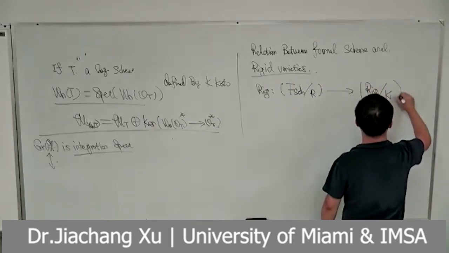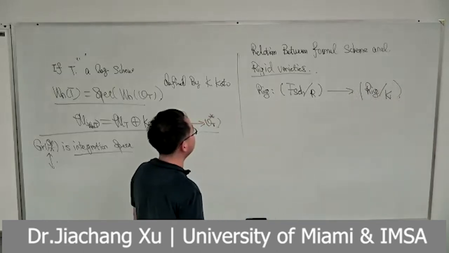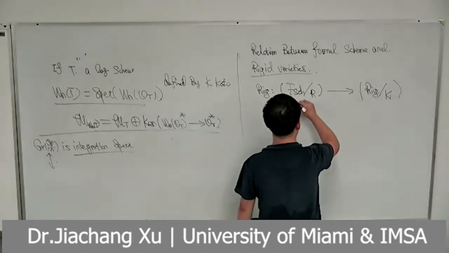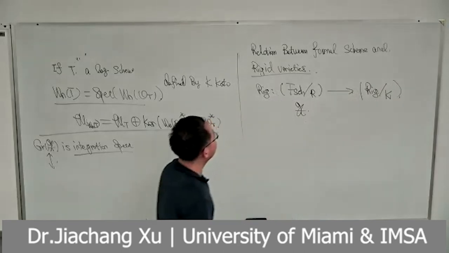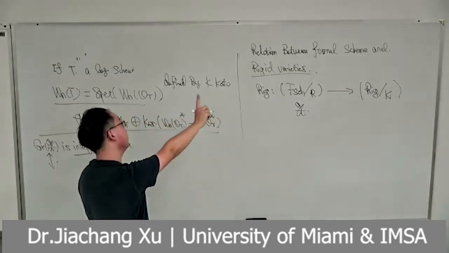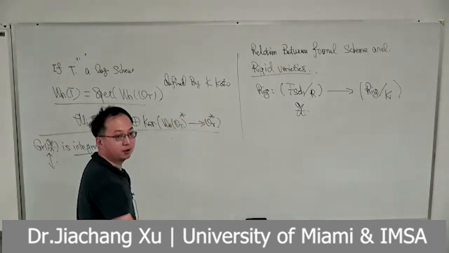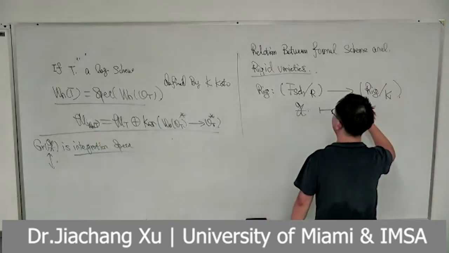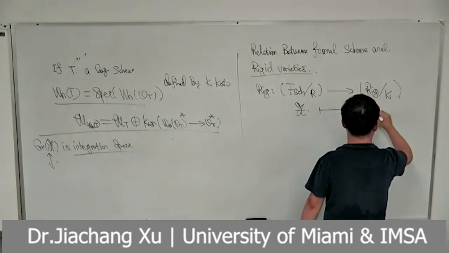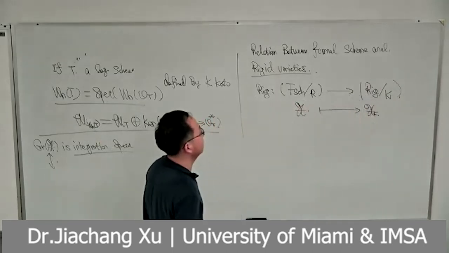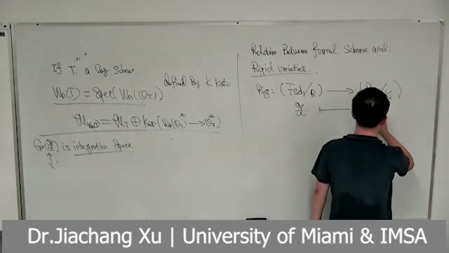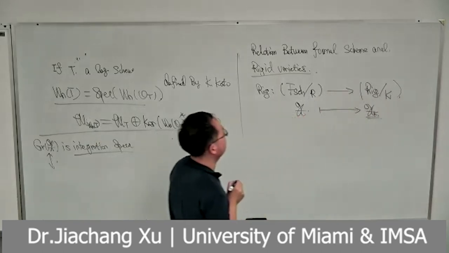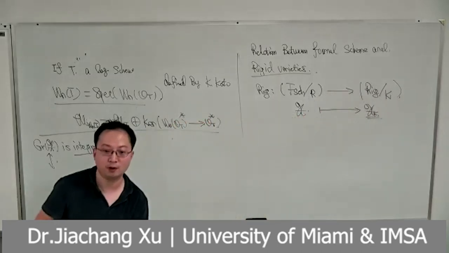Over K. So how can I do that? We can just take the generic fiber of this guy. You can think of this as a locally ringed space over a spectral R, and you take the generic fiber of this guy. Okay, so this is a rigid space.